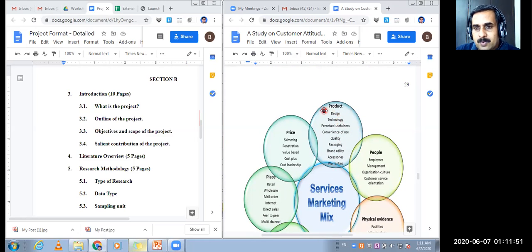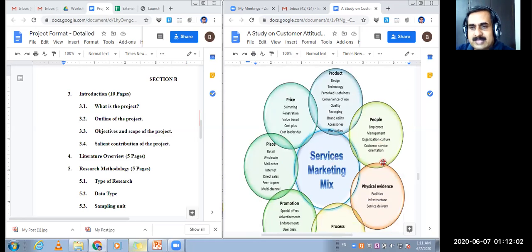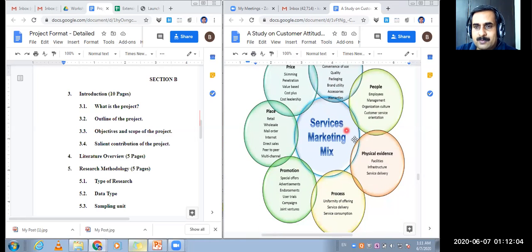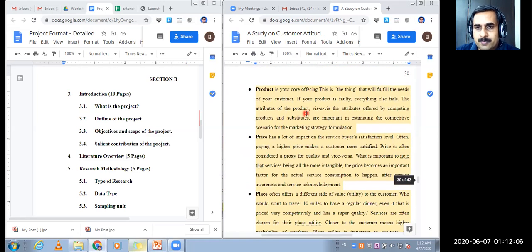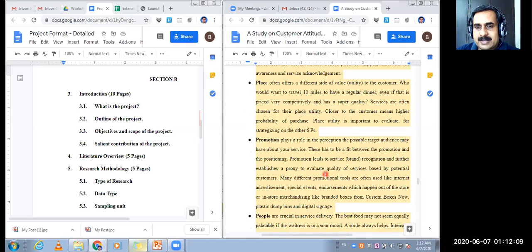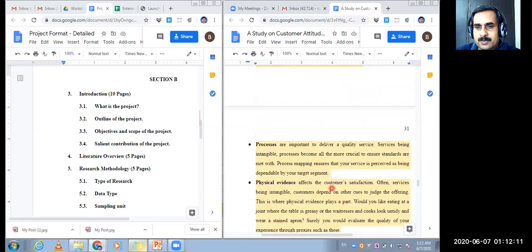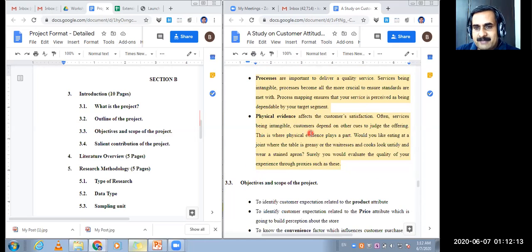So if you talk about product, it is going to be dealt with through design, technology, perceived usefulness, convenience of use, quality, packaging. Likewise, all 7 P's and their different attributes are going to be dealt with in detail. So product attribute, price attribute, place attribute, promotional attribute, people attribute, process attribute, physical evidence attribute. So now I have already mentioned how perception, attitude, and these 7 P's are interrelated to each other.